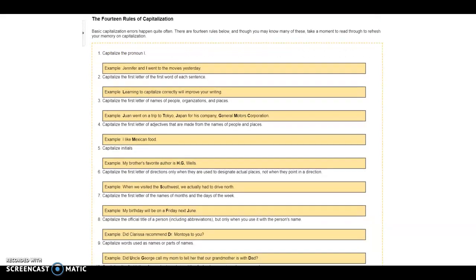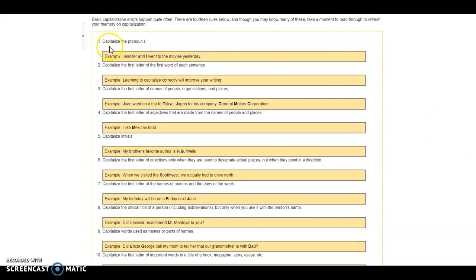And some of these you probably know already. Like hopefully we know to always capitalize the word I. So Jennifer and I went to the movies yesterday. I is a pronoun for a specific person. So you're talking about yourself, so you need to capitalize it. You want to capitalize the first letter of a sentence. You want to capitalize the first letter of the names of people, organizations, and places, like Juan, Tokyo, General Motors.